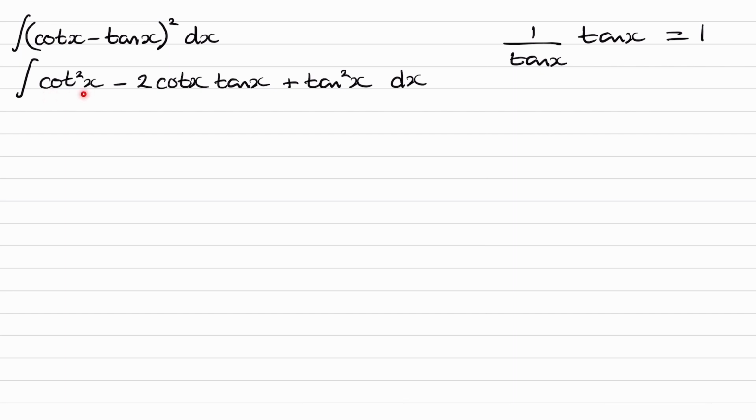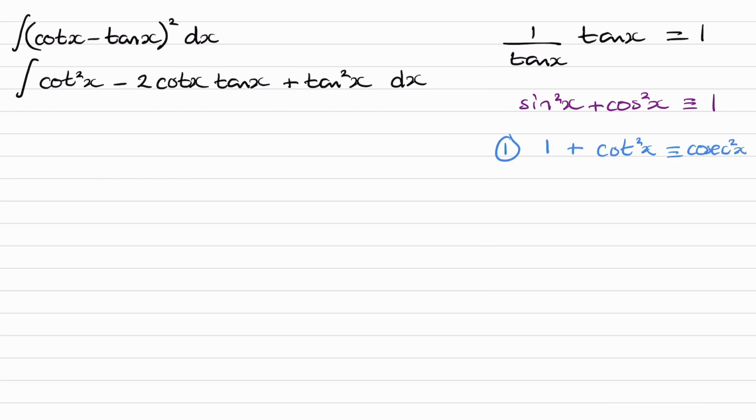We can't integrate cot squared x or tan squared x as they are. We're going to have to use some identities to change them. And we can do so by first thinking about sine squared x plus cos squared x is 1. And then we can divide this entire thing by, let's start with sine squared x. So divide the whole thing by sine squared x. The first term becomes, so sine squared x over sine squared x is just 1. And then cos squared x over sine squared x is cot squared x. And then finally, 1 over sine squared x would be cosec squared x.